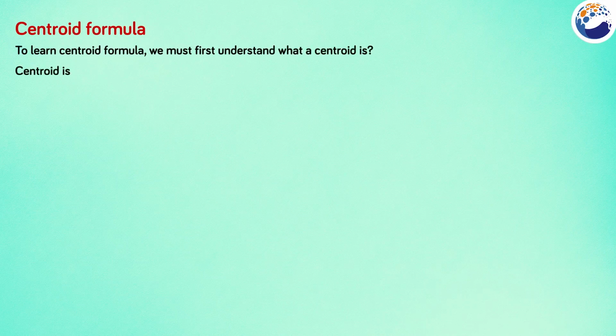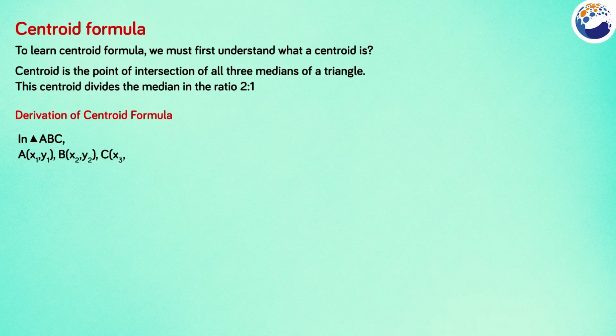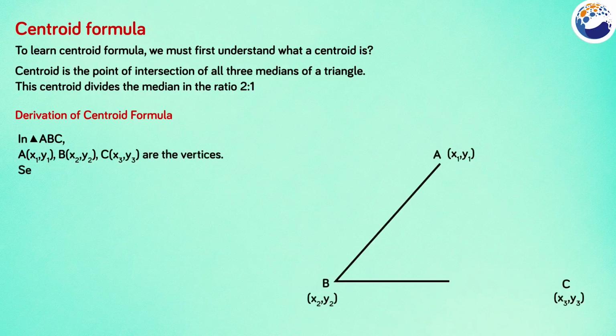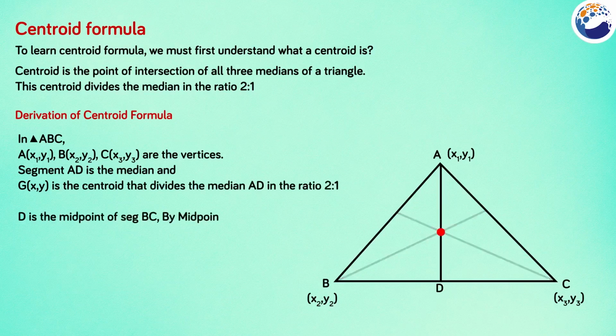Centroid formula. To learn centroid formula, we must first understand what a centroid is. Centroid is the point of intersection of all three medians of a triangle. This centroid divides the median in the ratio 2:1. Now we will learn to derive a formula where the vertices of a triangle are given. A(x1, y1), B(x2, y2), C(x3, y3) are the vertices. Segment AD is the median and G(x, y) is the centroid that divides the median AD in the ratio 2:1. D is the midpoint of segment BC.